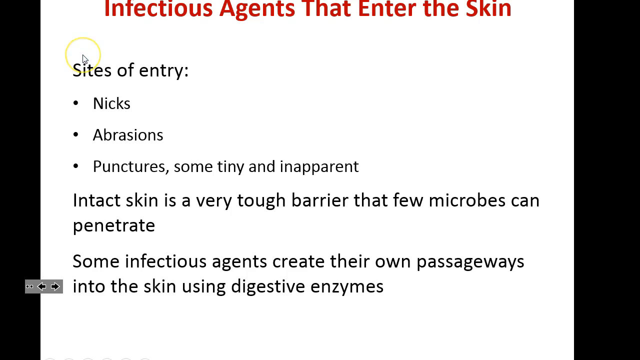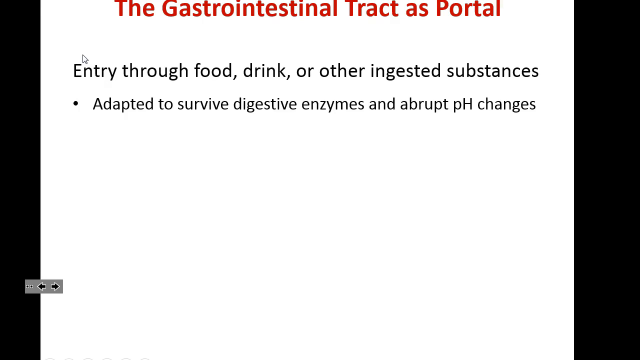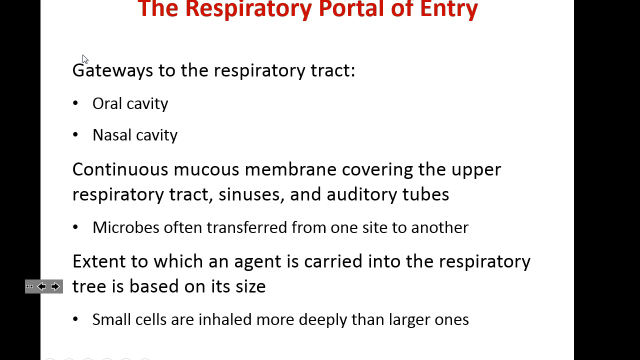So, infectious agents that enter the skin, some sites of entry are nicks, abrasions, punctures. Intact skin is a very tough barrier that few microbes can penetrate. But if you start itching and scratch to break the skin, then the skin is no longer intact. Some infectious agents create their own passageways into the skin using digestive enzymes. Then the gastrointestinal tract can be a portal of entry through food, drink, or other ingested substances. They are adapted to survive digestive enzymes and abrupt pH changes.